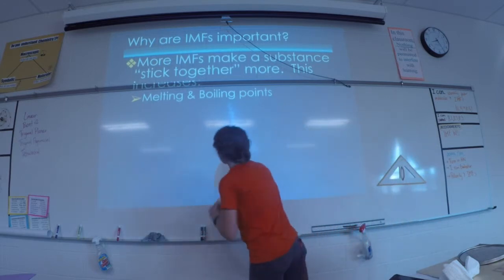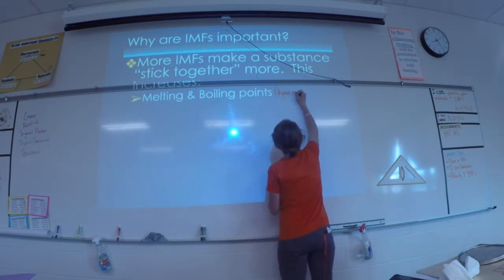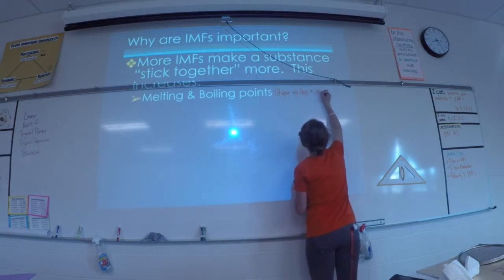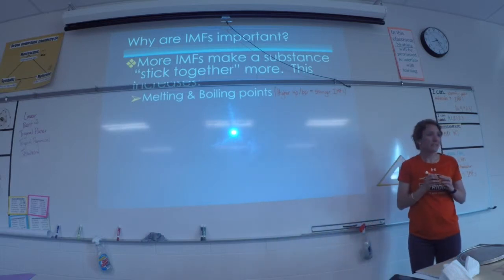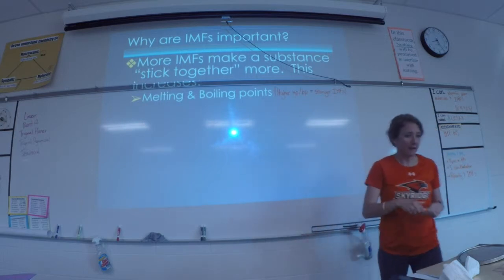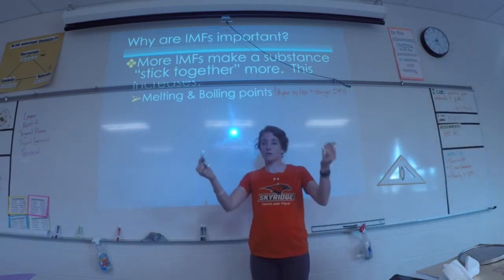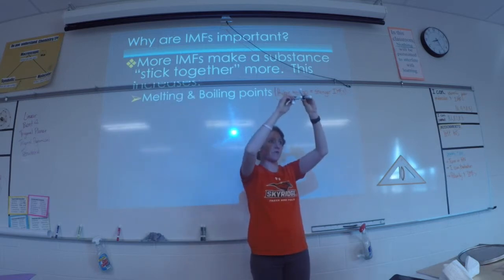So make a side note on this, that the higher the melting point or boiling point means it must have stronger IMFs. If something takes a lot of energy to boil, it's because it's holding on to each other very tightly, right? In order to make water boil, I have to break those hydrogen bonds because when it's a gas, they're by themselves. They're not stuck together anymore.